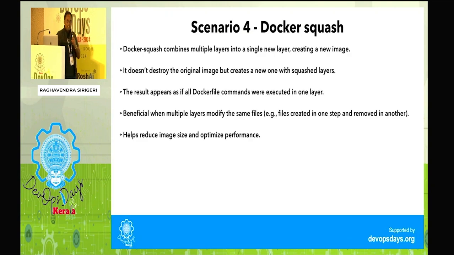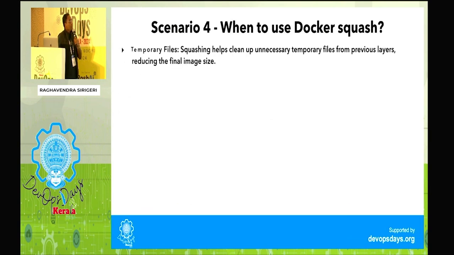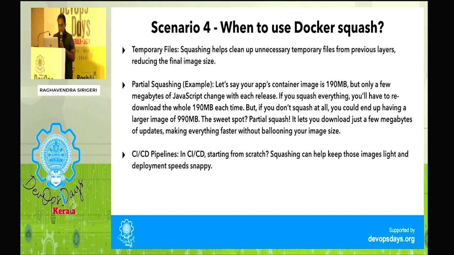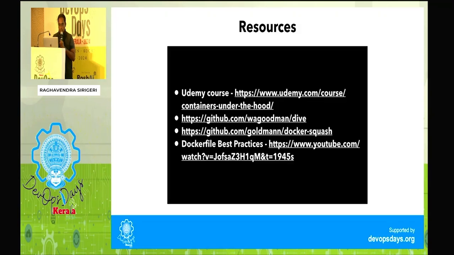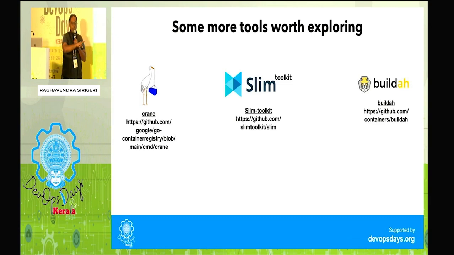Since there's no time, I'd like you to also explore this tool called Docker Squash. It helps you squash multiple layers of a Dockerfile into one, or you can choose how many layers you want to squash. And this is a very important tool, and you can explore this. Let me go fast. Some more tools worth exploring are these three open source tools. So you can make a note of this.